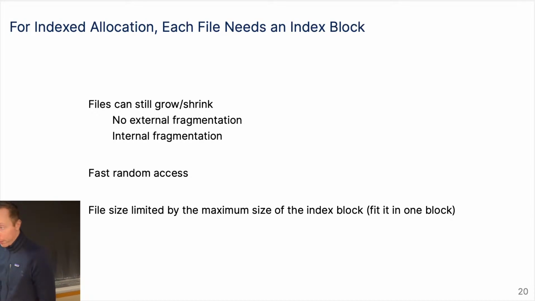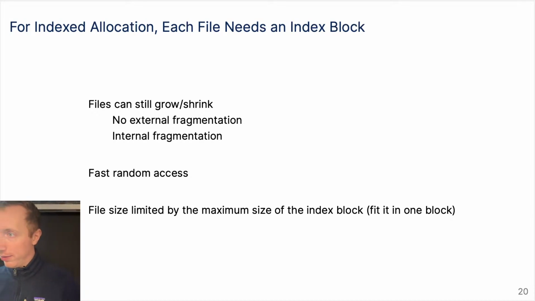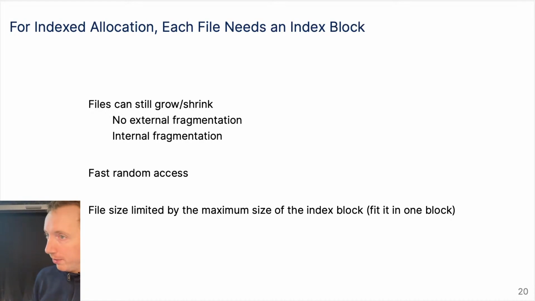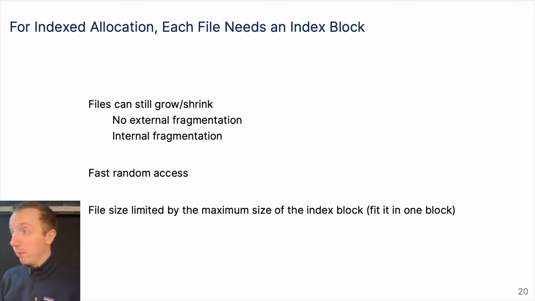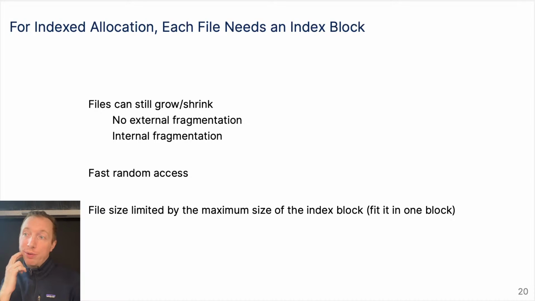So for index allocation, we still have all our nice advantages. Our files can still grow and shrink at will. We still have no external fragmentation. Still have internal fragmentation, because that's the trade-off we use for these big devices. But now we have nice and fast random accesses. But now we have another disadvantage where, if we're using that trick of storing all of the pointers on a block, well, we have a limit.